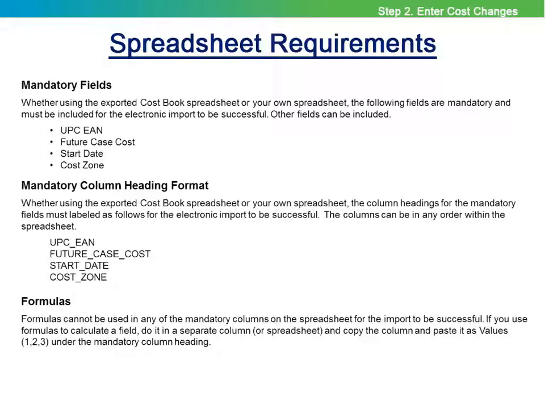The column headings for the mandatory fields must be labeled as shown here and in Section 3.4 of the Vendor Reference Guide for the electronic import to be successful. The columns can be in any order within the spreadsheet. Formulas cannot be used in any of the mandatory columns on the spreadsheet for the import to be successful. If you use formulas to calculate a field, do it in a separate column or spreadsheet and copy the column and paste it as values under the mandatory column heading.